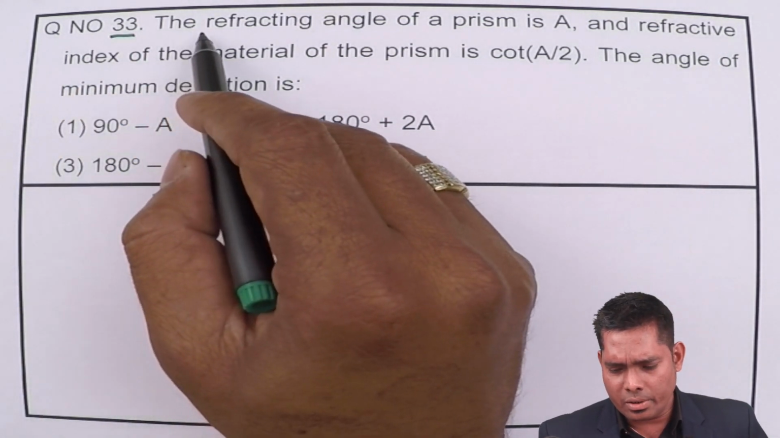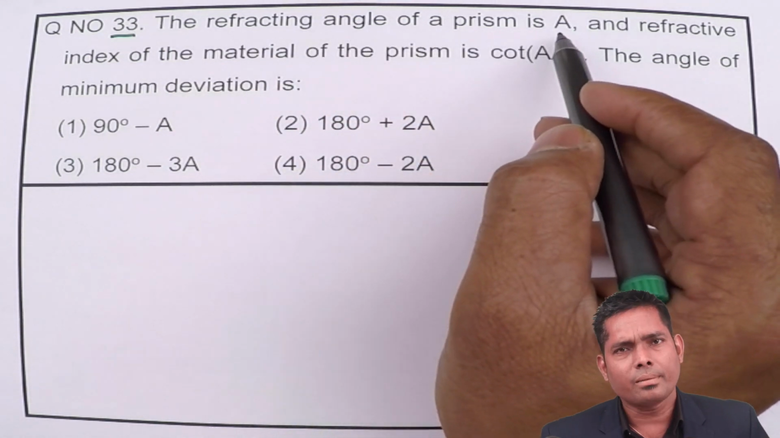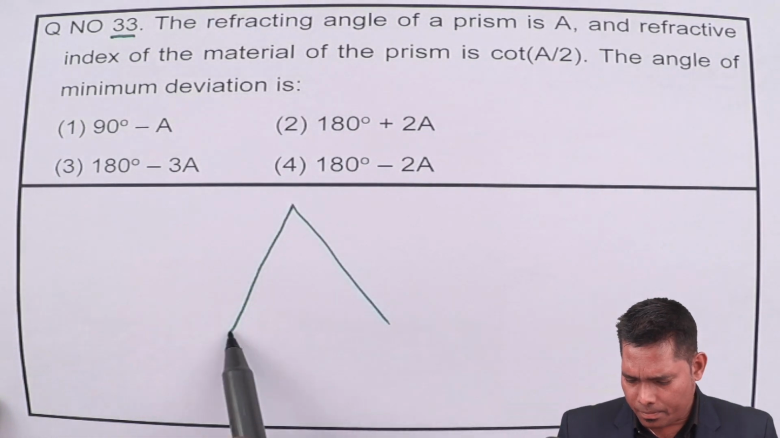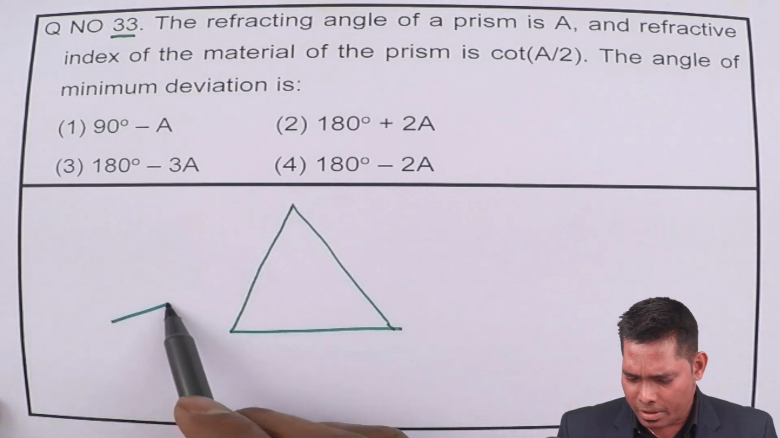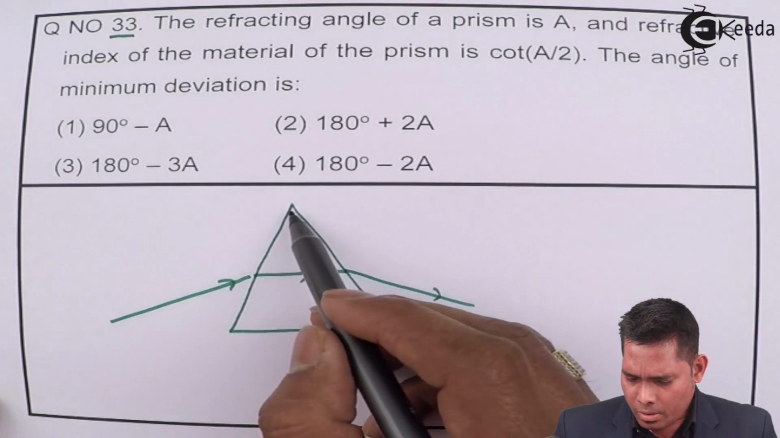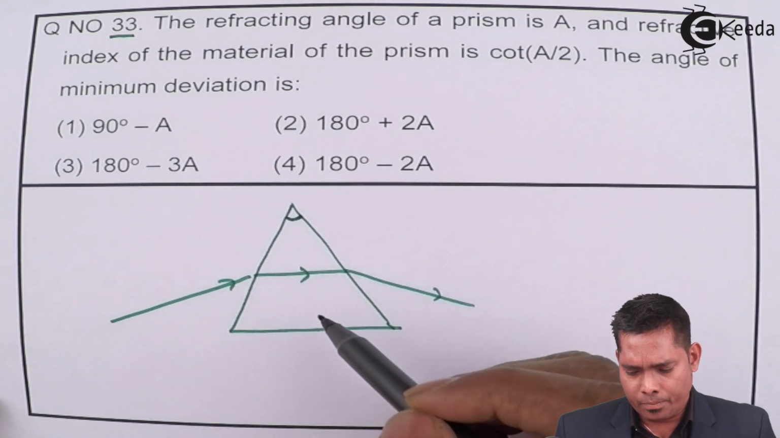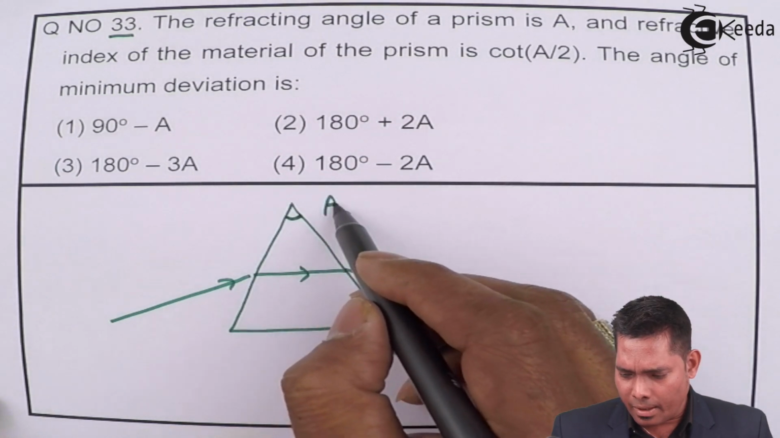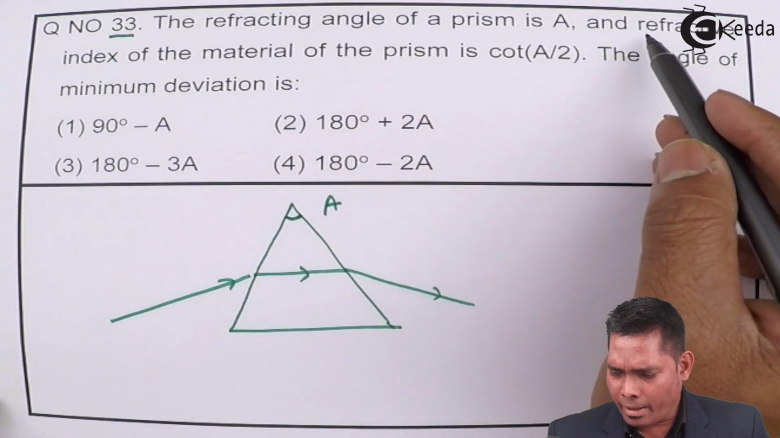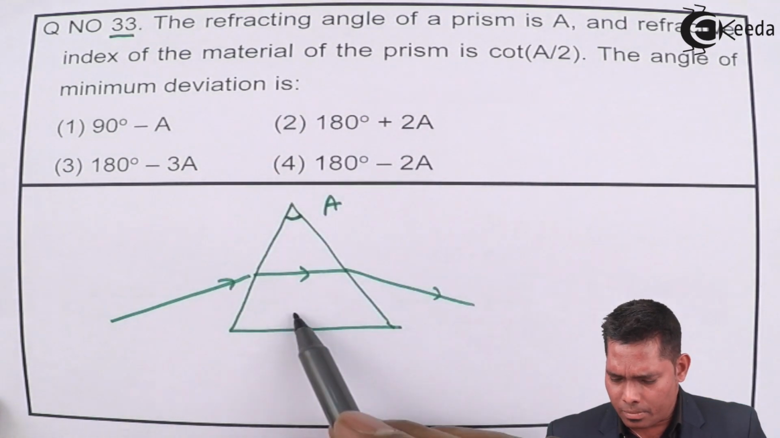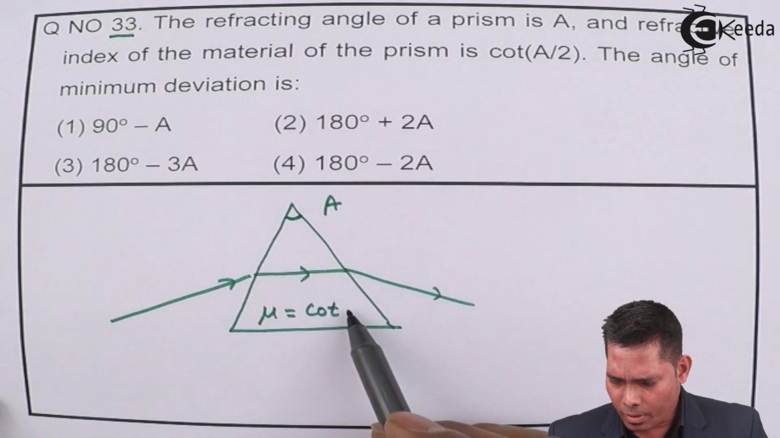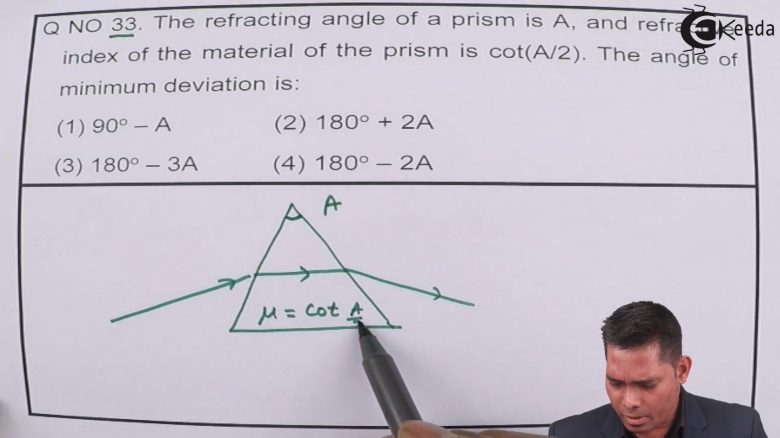The question says the refracting angle of a prism is A. So there is a prism. If light passes from here, goes like that and comes out at this face, this angle is called the refracting angle. This is given as A. The refractive index of the material of this prism, mu, is cot of A by 2.